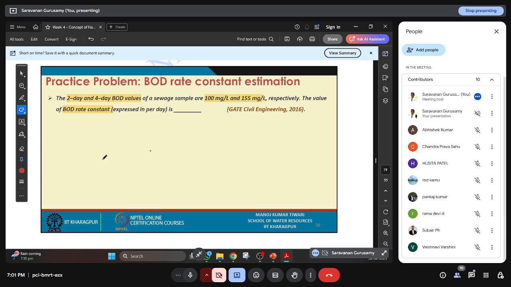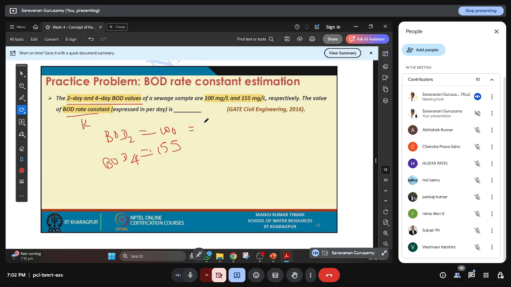Got it? Yeah. So here, the 2-day and 4-day BOD values are given. That means BOD at 2 days is 100, and BOD4 is given as 155. How is it increasing? Because on the 4th day more BOD gets exerted, more BOD got degraded. That's why 100 becomes 155. Now they are asking for the K value, the BOD rate constant.